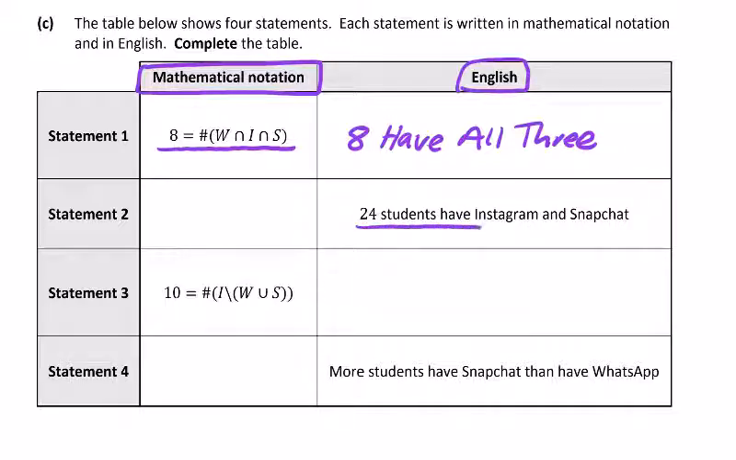Statement 2, 24 have Instagram and Snapchat. Instagram intersection Snapchat equals 24, and I'm just going to put in now the bracket and the number symbol to match what's up here. They've kind of given you this terminology to use.